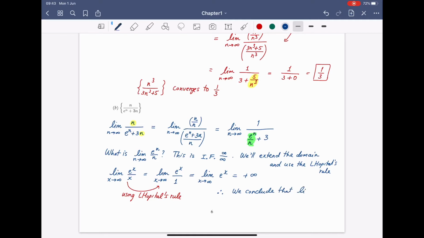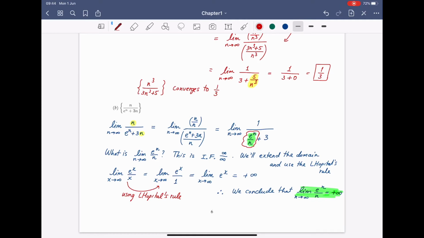the limit of e to the n over n when n goes to infinity is equal to plus infinity, right? We did it by just using the L'Hopital rule. So that means the term that I highlighted in green is infinity. So this thing goes to infinity, the one that I just circled. This goes to infinity.